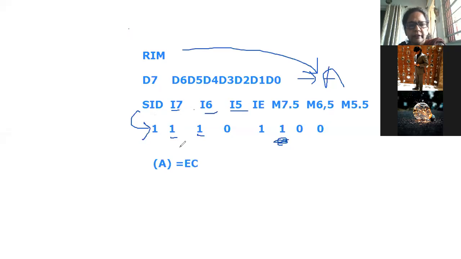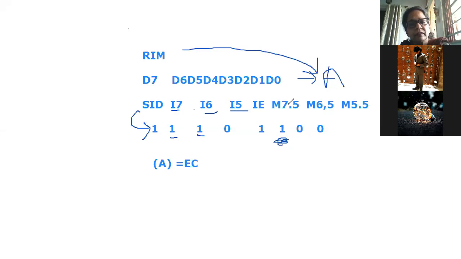Okay. So E means what? This is 1, 1, right? So that means 7.5 and 6.5 are pending. 5.5 is not pending. That means 5.5 has not appeared, but 6.5 and 7.5 both have appeared on the pin. Okay. Now the interrupt enable must be 1 in order to execute the interrupt service routines.